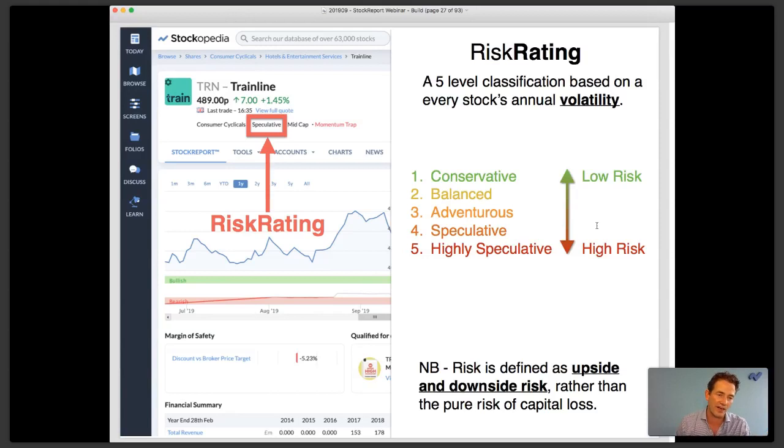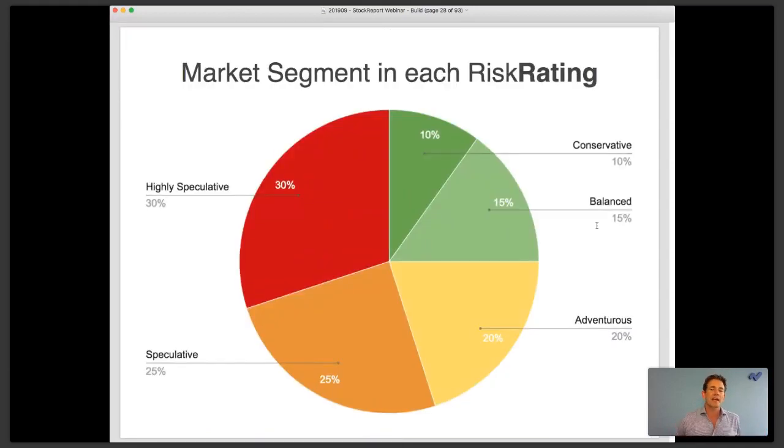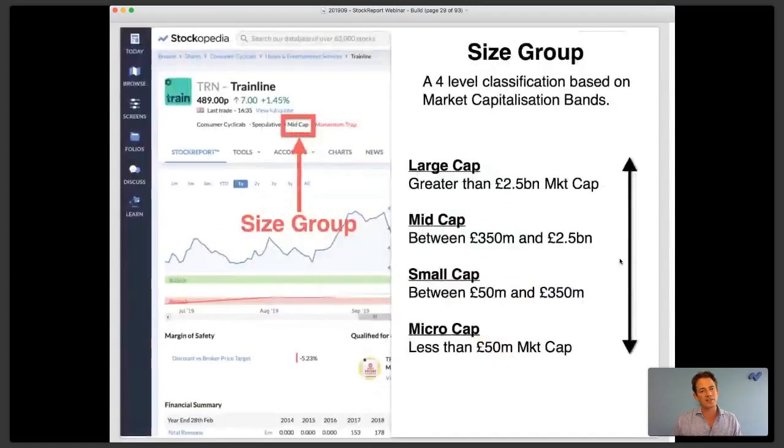And I love the classification, because really reading a word is much more simple than trying to assess what relative volatility of 25% means. And because there's so many micro caps in the market, you find there's a much larger proportion of highly speculative shares. And we've actually split the market like this: 10% in conservative, 15% balanced, 20% adventurous, etc., all adding up to 100%. Go and look in the guide in the learn section. Go and look at the webinars I've done and videos, etc.